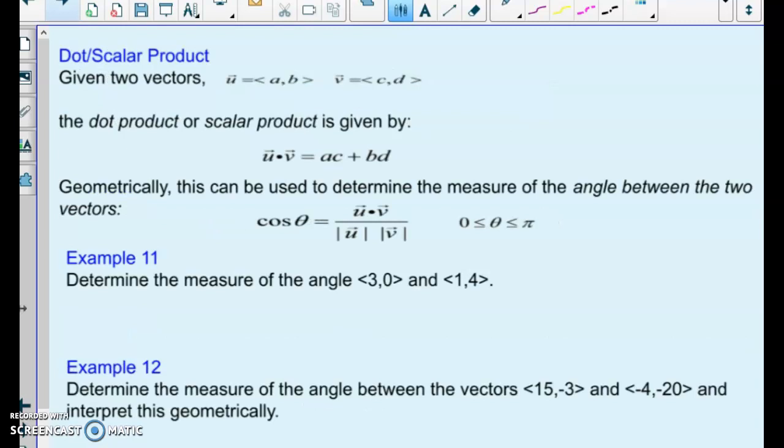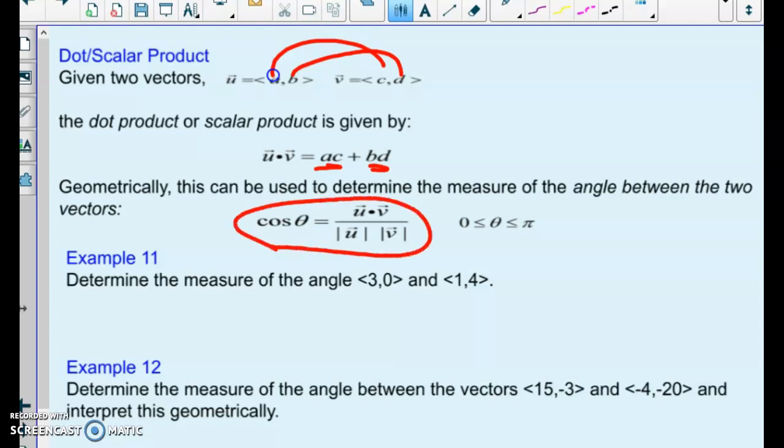There we go. Sorry. So when we have two vectors, u and v, and we want to find the dot product. So dot product is you take the x values and multiply them, you take the y values and multiply them, and then add them together. So when we use the dot product to find the angle between two vectors, here's our formula. Write it down. You're going to use it a few times.